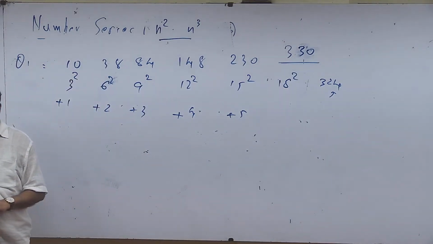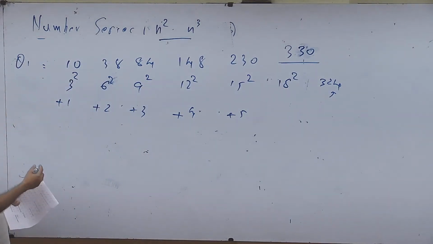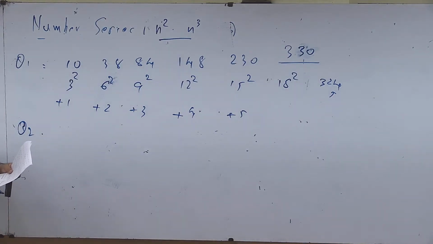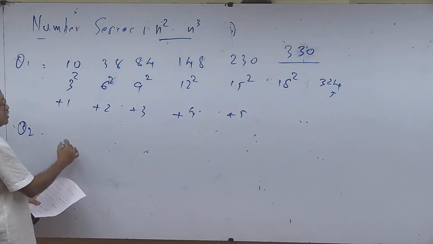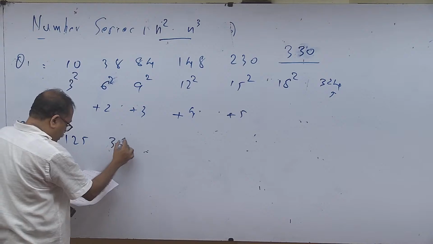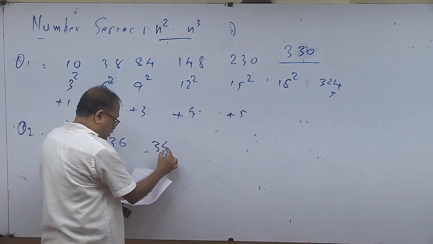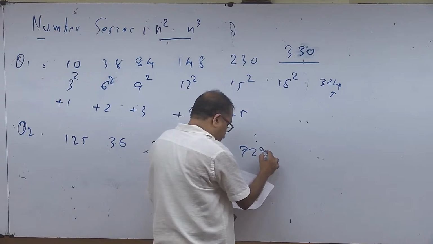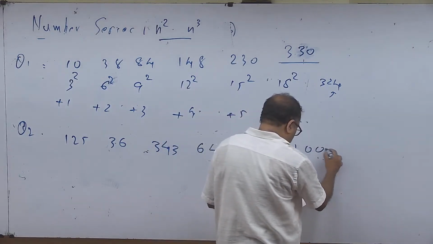Okay, this is the question based on squares and cubes. Let's take one more question on this, and these numbers are 125, then 36, then 343, then 64, then 729 and 100 and dash.